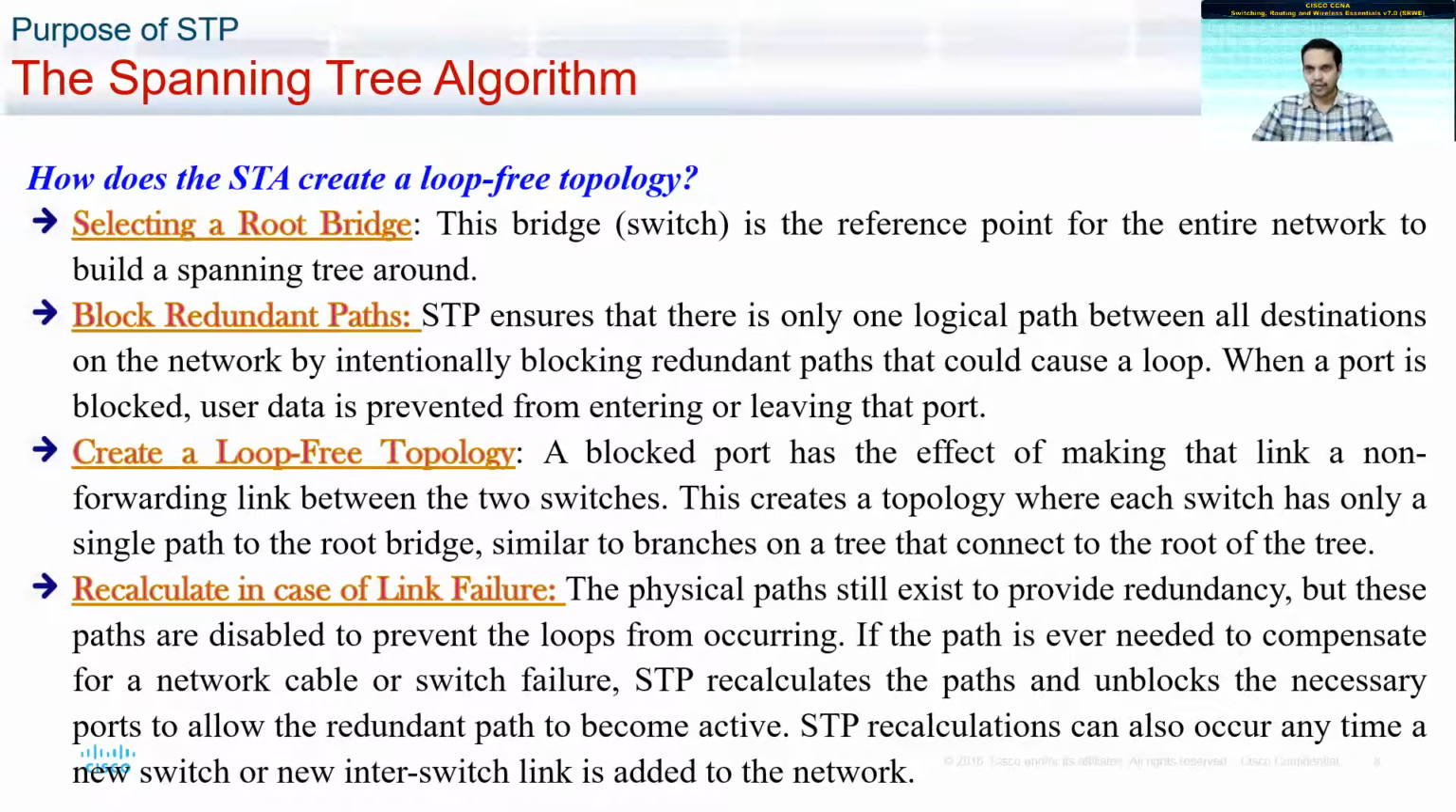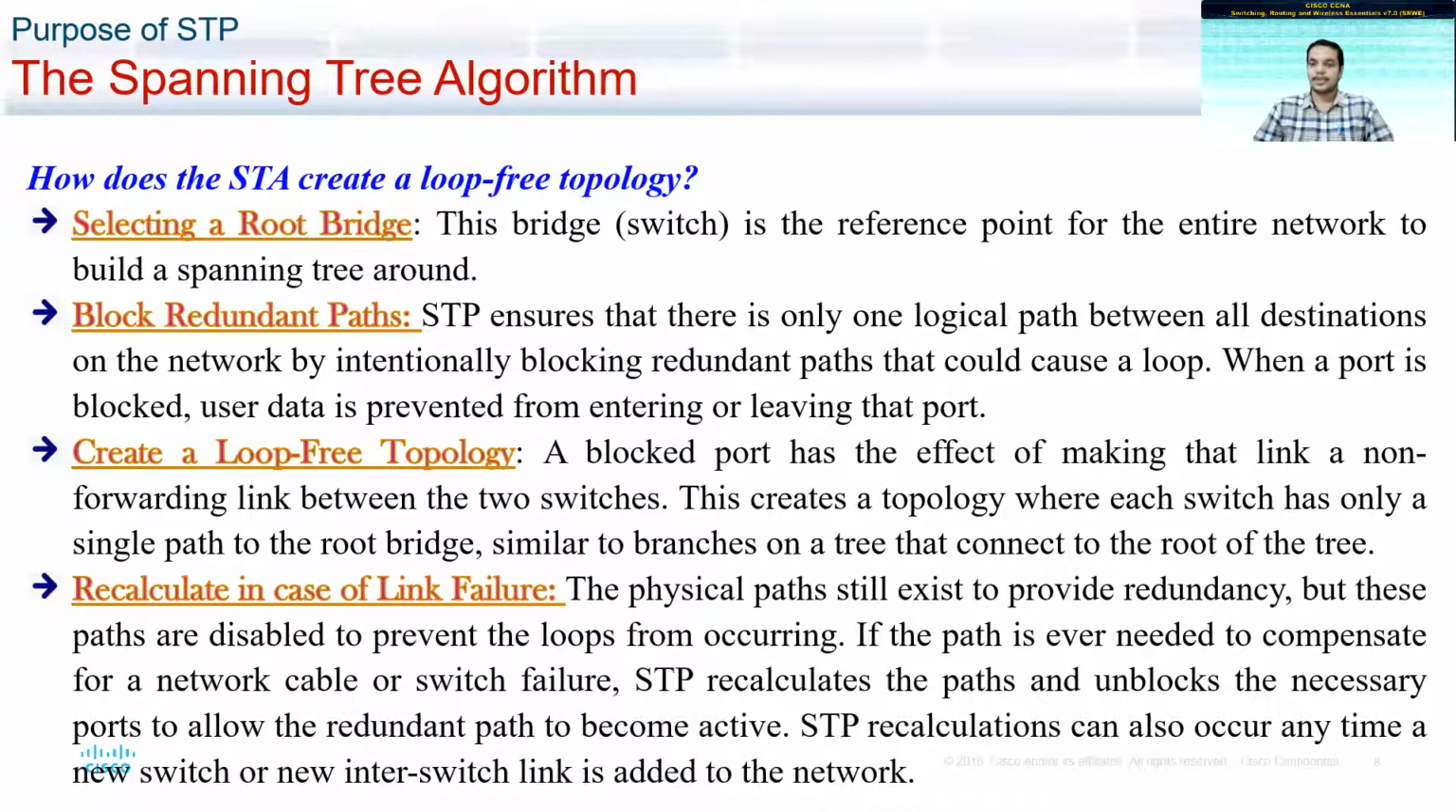There are 4 steps. The first thing is to select a root bridge. Of all the switches that belong to the same broadcast domain, one root bridge is selected. After that, you block the redundant paths. That means STP will ensure that there is only one logical path between all destinations on the network. How does it do this? It intentionally blocks the redundant paths that might cause a loop.